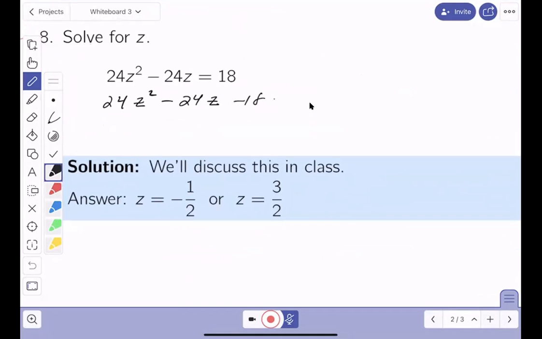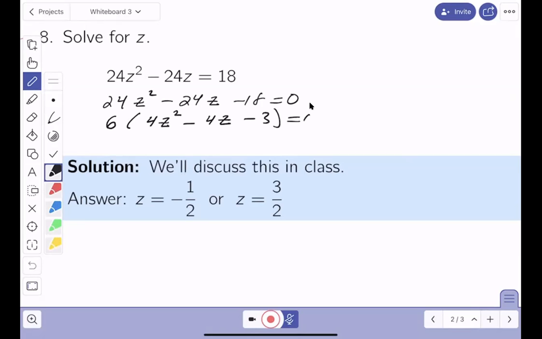minus 18 equals 0. What happens to a lot of students is they try to factor, but they go out of order. And the first thing in factorization, look for a GCF. And is there a GCF? Let's see. I'm going to say 6 is common to all 3 of those terms. You get 6 times 4z squared minus 4z minus 3.